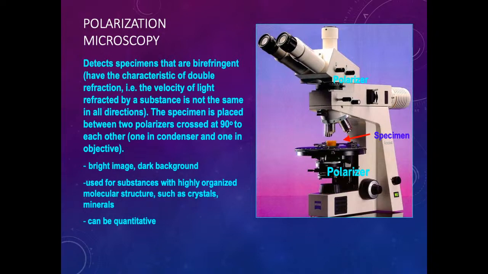Then there is a polarization microscope. In this, we have a polarizer on top and bottom of a specimen. They help to increase the birefringence, that is, the velocity of light refracted by a substance, which is not the same in all directions. The specimen is placed between two polarizers crossed at 90 degrees to one another. So they are 90 degrees towards each other. And we get a very bright image with a very good dark background, used for substances with highly organized molecular structures such as crystals, minerals. And it could be quantitative also.